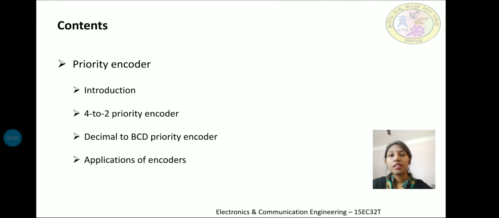In the previous session we have studied the encoders and the decoders. Encoders are the combinational logic circuits which convert digits into the coded form. Decoders are the combinational logic circuits which convert coded input into the digit form, such as decimal, octal, or hexadecimal. We have also studied the different encoder and decoder ICs.